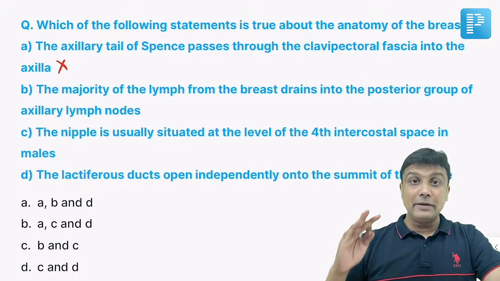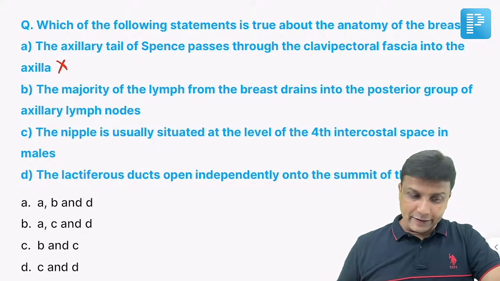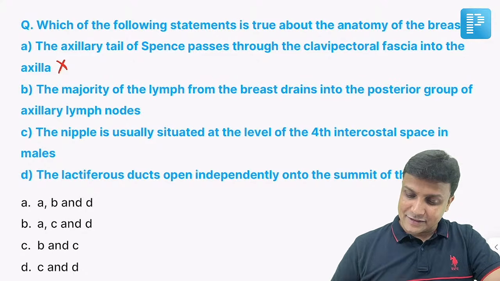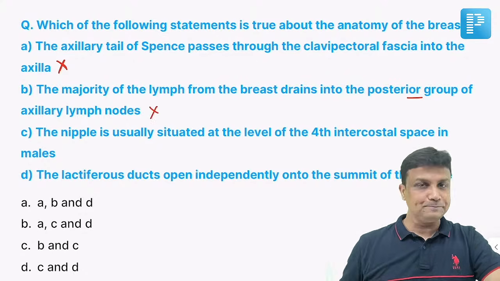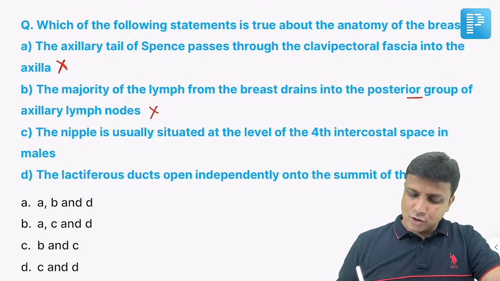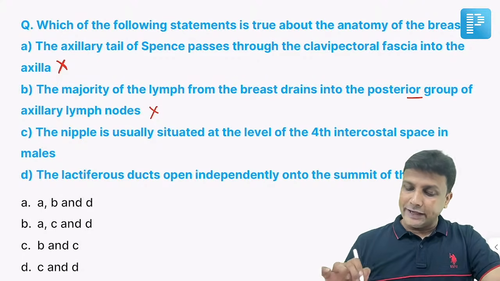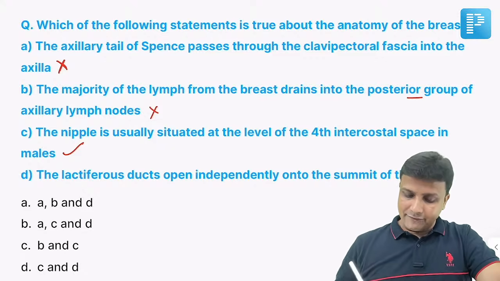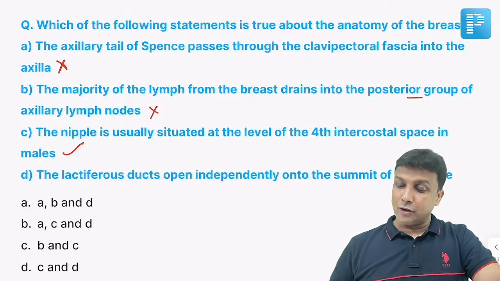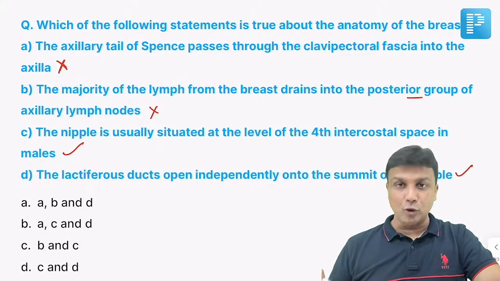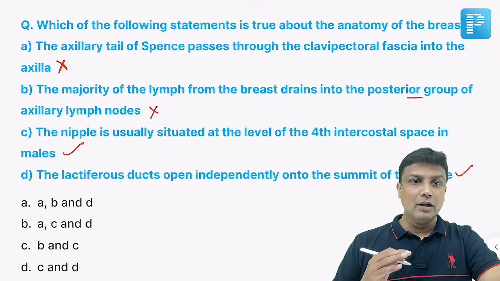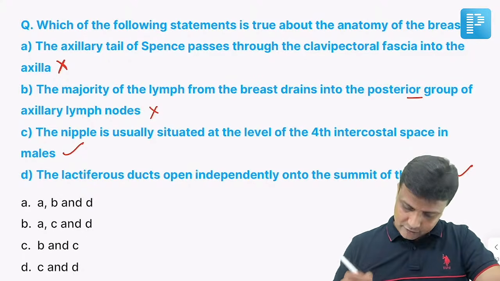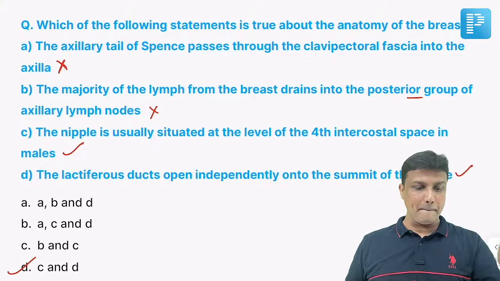Majority of the lymph from the breast is draining into the posterior group or the anterior group of the axilla? Anterior. So this statement is also wrong. The nipple is usually situated at the level of the fourth intercostal space. Yes, of course, it is correct. The lactiferous ducts open independently onto the summit of the nipple. Yes, of course, they are opening independently. So option C and option D are correct here. Therefore, D is the right answer here, sir.